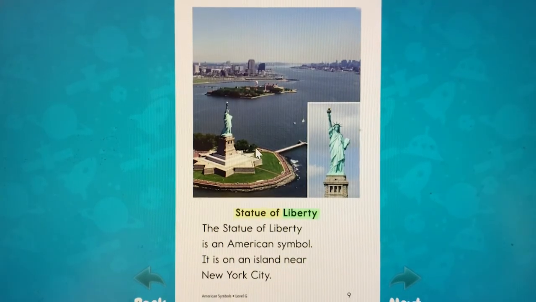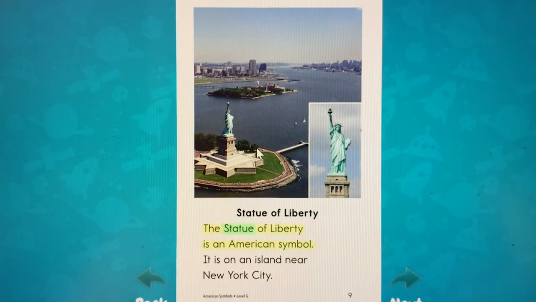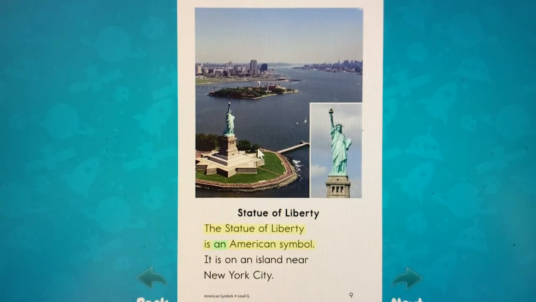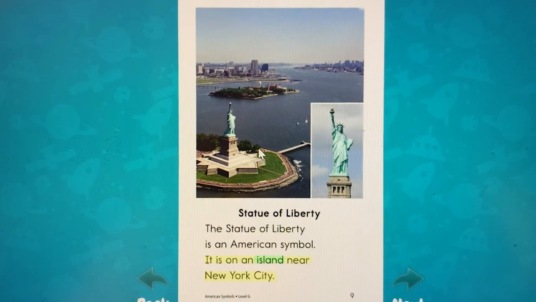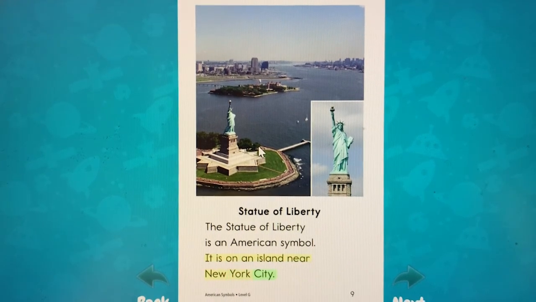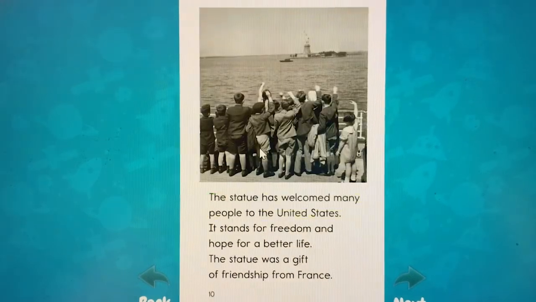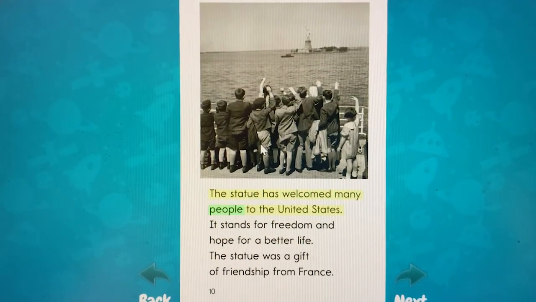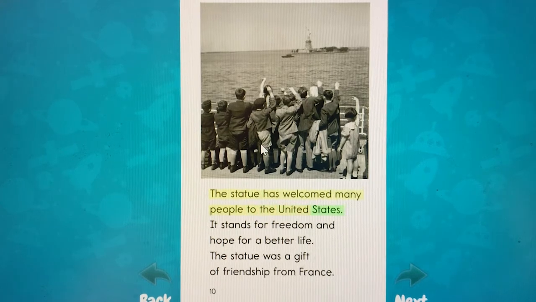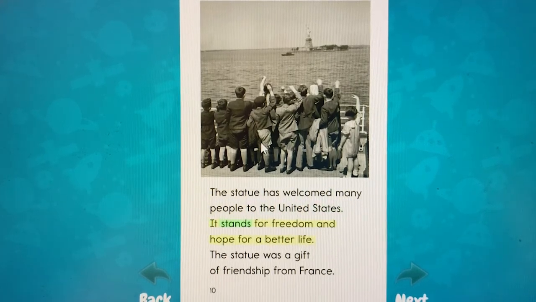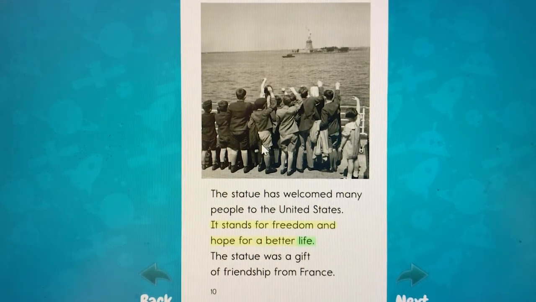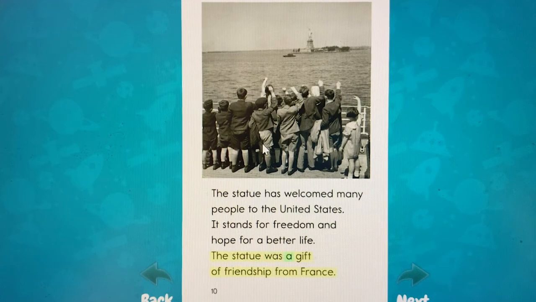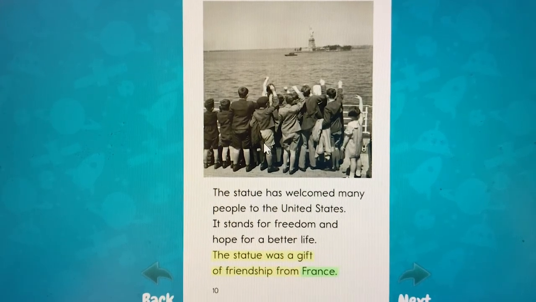Statue of Liberty. The Statue of Liberty is an American symbol. It is on an island near New York City. The statue has welcomed many people to the United States. It stands for freedom and hope for a better life. The statue was a gift of friendship from France.